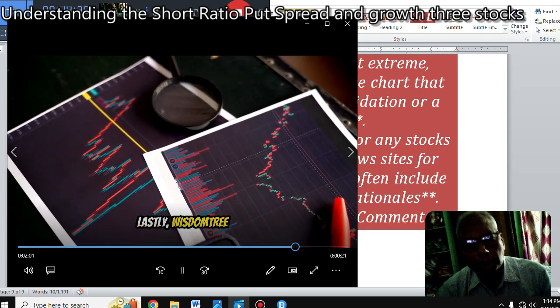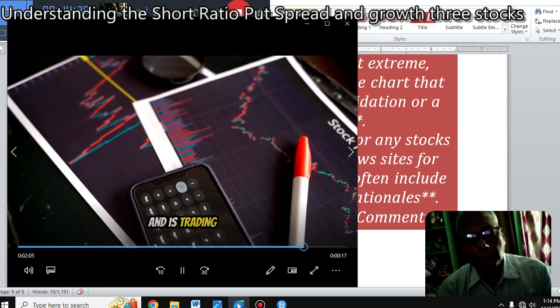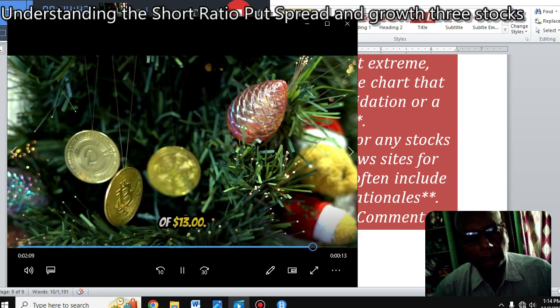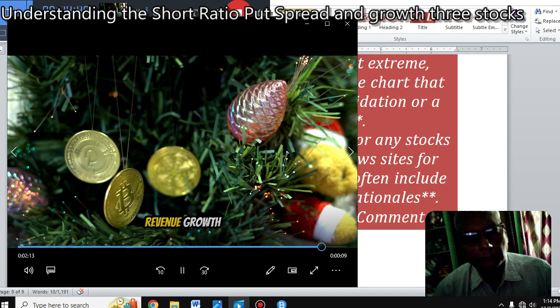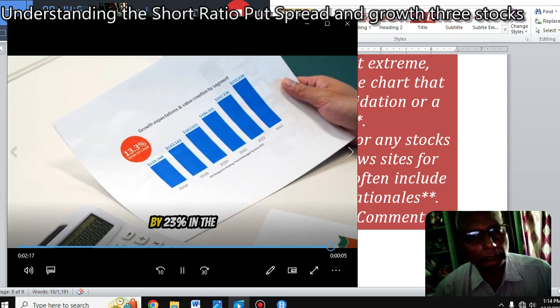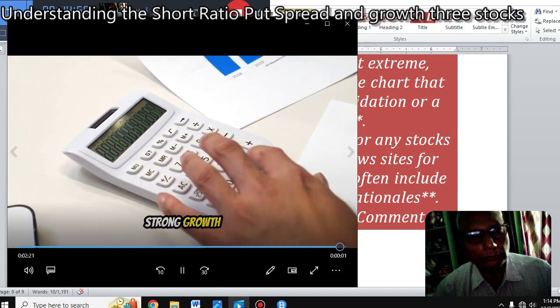Lastly, WisdomTree Inc. specializes in exchange-traded products and is trading at $1,000 with a target price of $1,300. WisdomTree achieved 16% revenue growth in 2023 and is projected to increase sales by 23% in the next fiscal year, signaling strong growth potential.